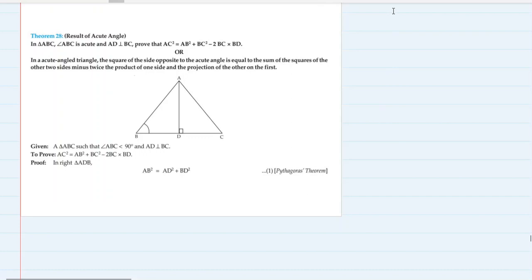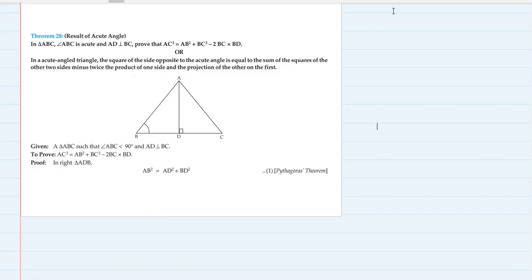So this theorem is known as the result of acute angle. In triangle ABC, angle ABC is an acute angle and AD is perpendicular to BC. You have to prove that AC square is equal to AB square plus BC square minus 2BC into BD.